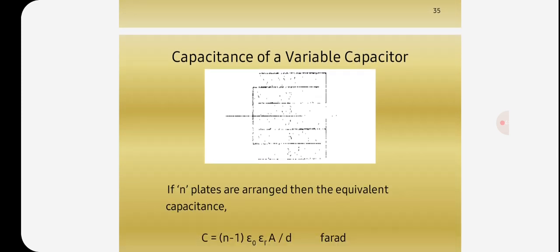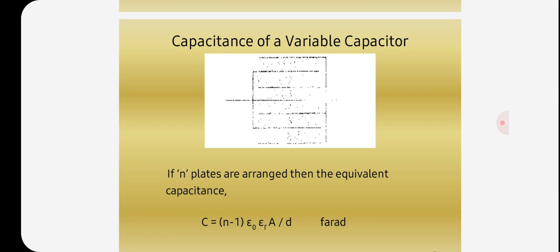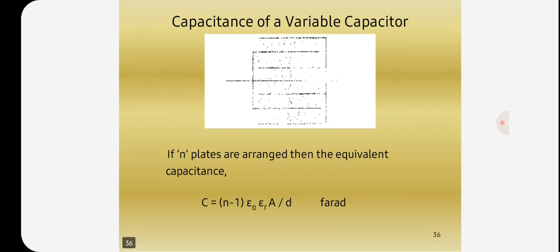Capacitance of a variable capacitor. In this capacitor, there are a number of dielectric materials. If n plates are arranged, then the equivalent capacitance C is equal to n minus 1 epsilon naught epsilon r A by d farad. In this case, we can consider n number of plates with different dielectric materials.